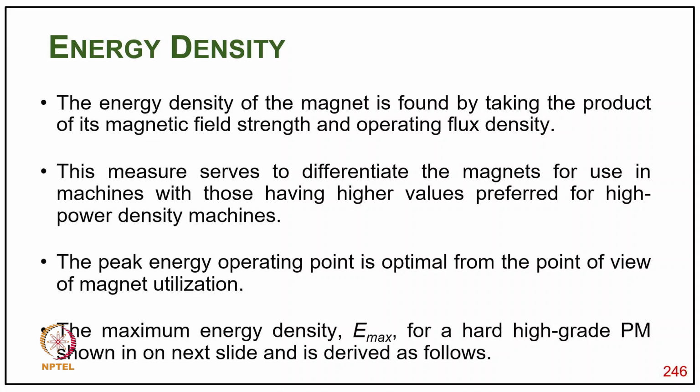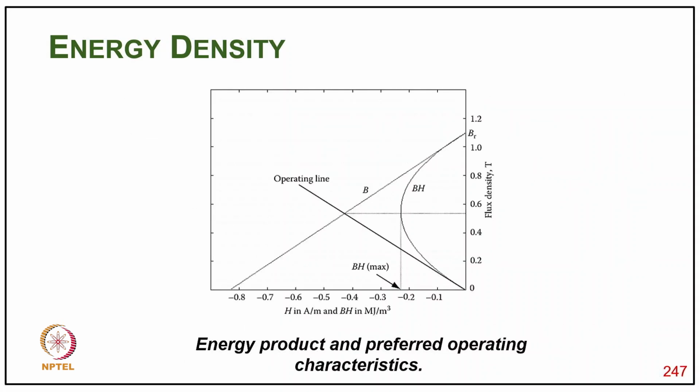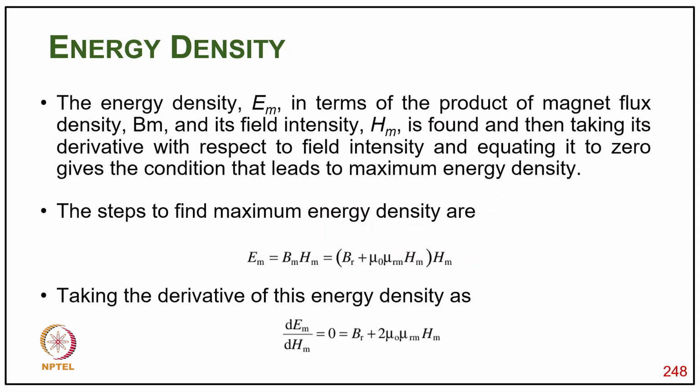The magnetic energy density E max for hard PMs is shown in the next slide and derived here as follows. This is the operating maximum BH line, the energy product and preferred operating characteristic. The energy density is expressed in terms of the product of magnetic flux density BM and field intensity HM, and then taking its derivative with respect to the field intensity and equating it to 0 gives the condition that leads to maximum magnetic energy density.